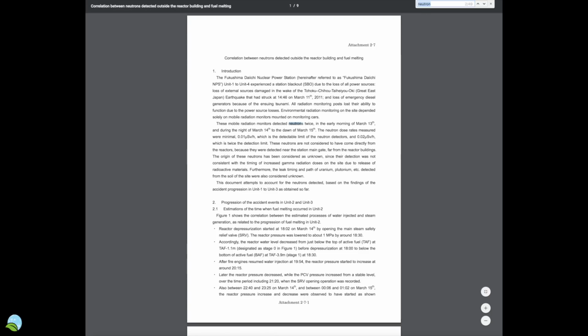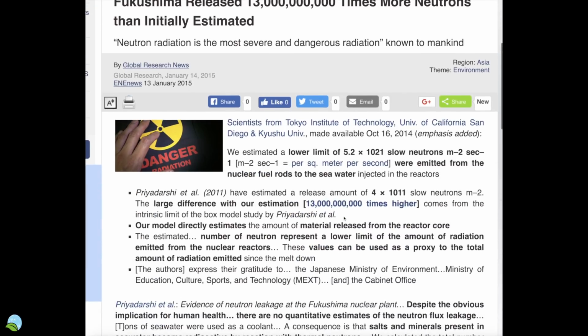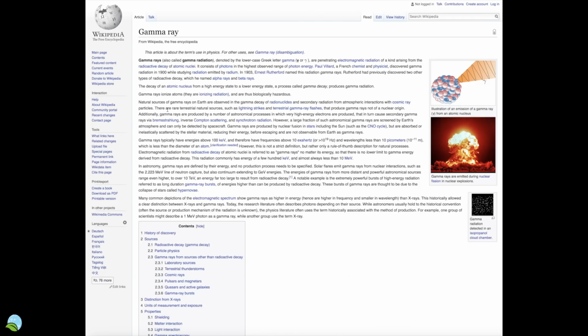Now, the reason I bring this up is this was a study conducted by scientists from the Tokyo Institute of Technology. They say Fukushima released 13 billion times more neutrons than initially estimated. So 13 billion times more than they actually estimated. Neutron radiation is the most severe and dangerous radiation known to mankind. It says neutrons readily pass through most material, but interact enough to cause biological damage. Now, there's also gamma radiation; gamma rays are also called gamma radiation.